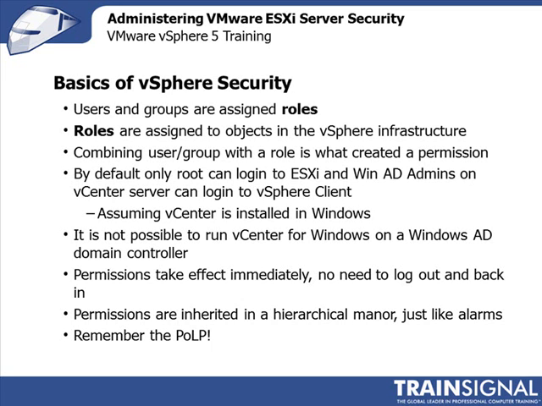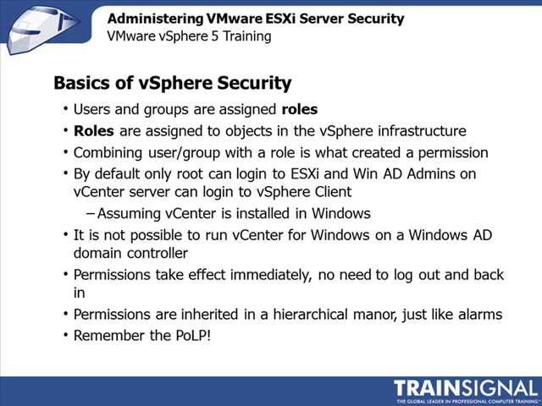Now, it's not possible to run vCenter for Windows on a Windows Active Directory domain controller. They have to be separate physical servers. When you combine the roles with the users and groups and create permissions, there's no need to log out and back in. They take effect immediately, and permissions are inherited in a hierarchical manner, just like alarms. So if I assign a permission, let's say to an ESXi server, by default, all the virtual machines under that ESXi server will inherit the same permission.